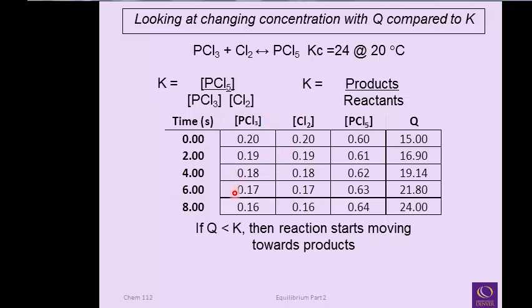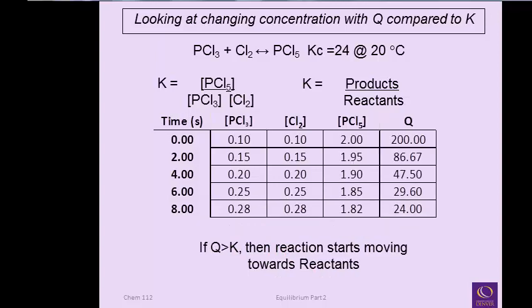When you finally get back to equilibrium, phosphorus pentachloride has increased up to 0.64 molar, and the reactants have each decreased by 0.4 molar. It's a 1-to-1 relationship. When you do the math, you're now at 24, and this is where the reaction will settle in. So a general way to look at that: if Q is less than K, the reaction is going to start moving towards products. Makes sense?